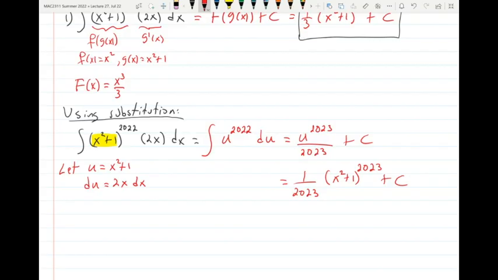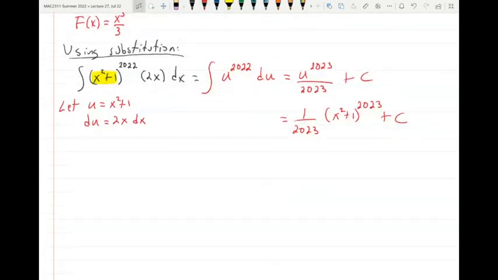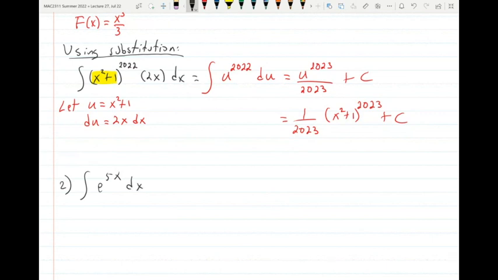All right. So let's see. Let's do another one. How about the integral of e to the 5x dx? Let's do this one. Okay.